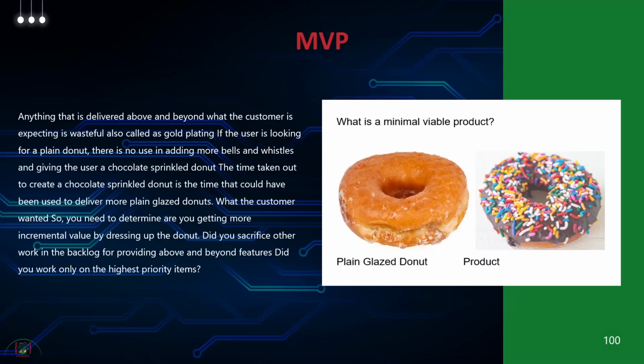So this is a simple way of showing you what a minimal viable product is. It's basically a product which the customer wants with not any bells and whistles. You provide them something which can go directly out the door. It's a simple thing that's been prioritized that they're looking for.